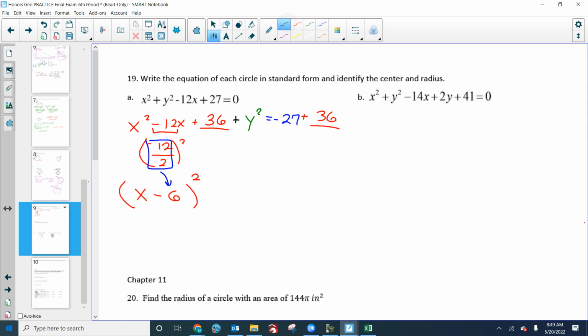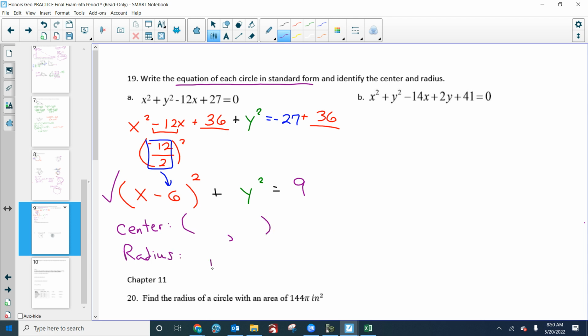Okay. Now, we didn't have to do that with the y terms because isn't y squared already a perfect square? It's y times y. We combine terms on the right side. What is 36 minus 27? 9. So that is the equation of the circle in standard form. That's the equation. Check for that. But then you have to label the center and the radius.